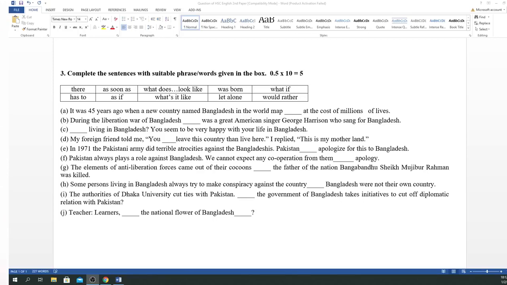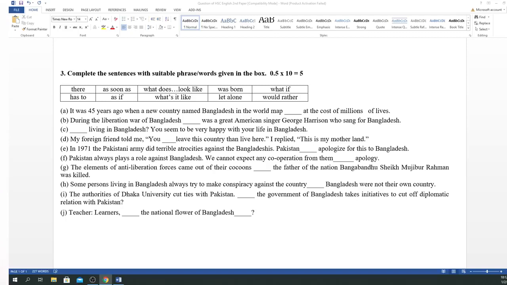Actually, inside the box, phrases or words will be given. Now, under this box, look, there are 10 sentences, and inside these 10 sentences, there are 10 blanks. In order to fill in the blanks of these 10 sentences, you will have to take the help of the words and phrases. For example, look at the first question.